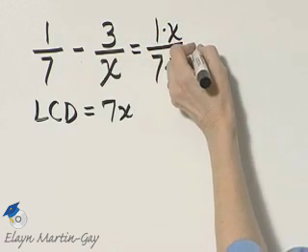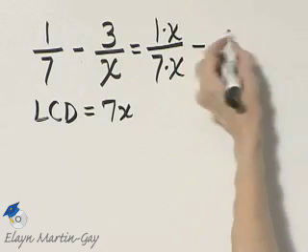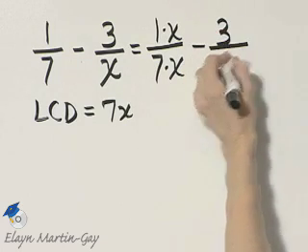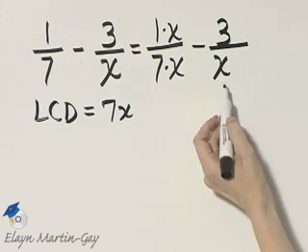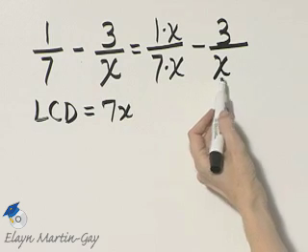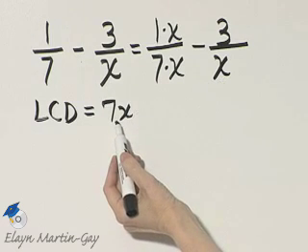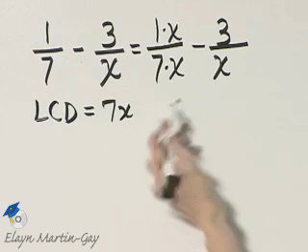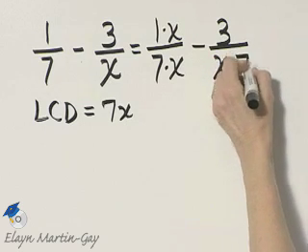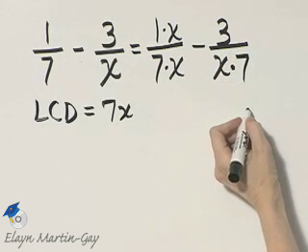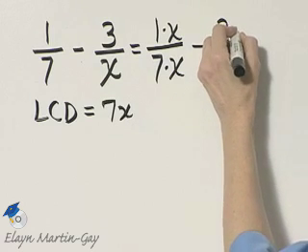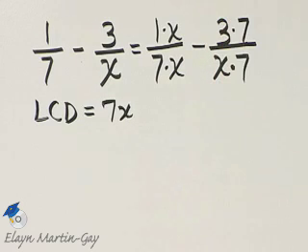Now I'll rewrite my minus sign, and then I have 3 over x, and we'll do the exact same thing. What do we multiply this denominator by in order to have a common denominator of 7x? Well, I'll multiply it by 7. And if I multiply the denominator by 7, I must multiply the numerator by 7 also.